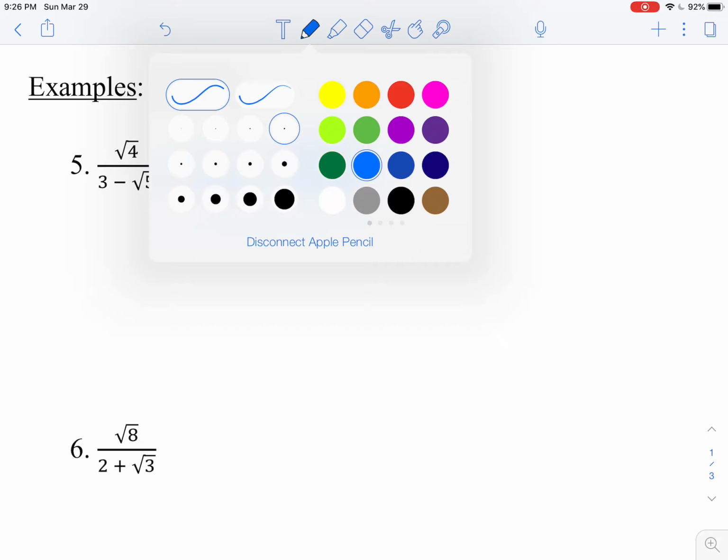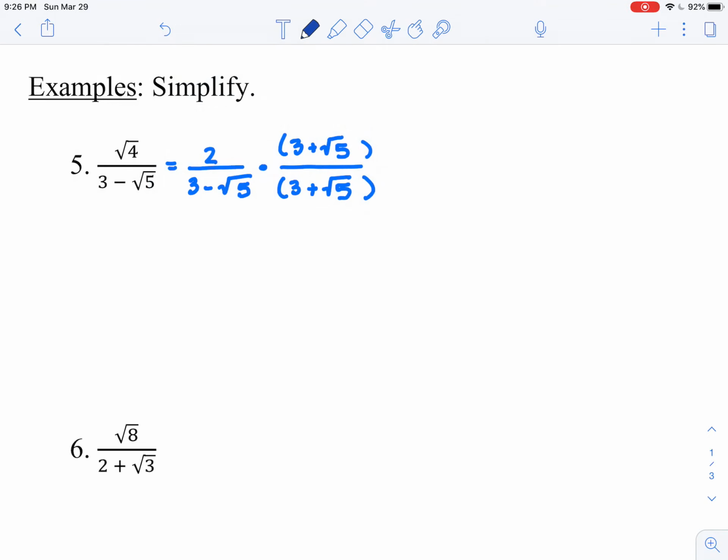Now we can multiply, so let's work with just the top for a minute. In the numerator, when we multiply 2 times 3 plus square root 5, we have to distribute. So 2 times 3 is 6, plus 2 times the square root of 5 is 2 root 5. In the denominator, we're multiplying conjugates, so we have to FOIL.